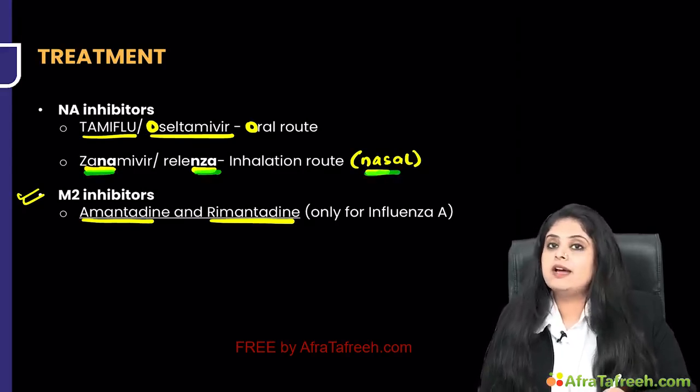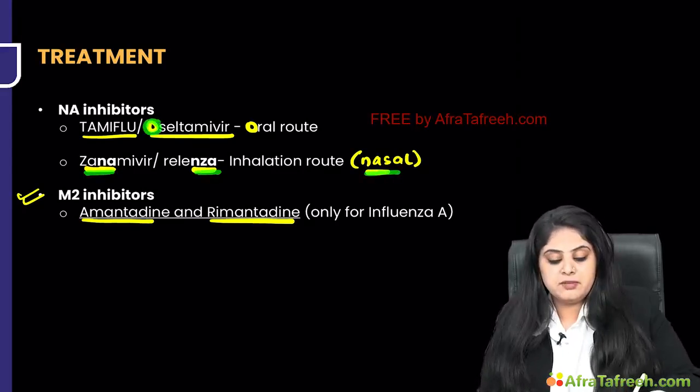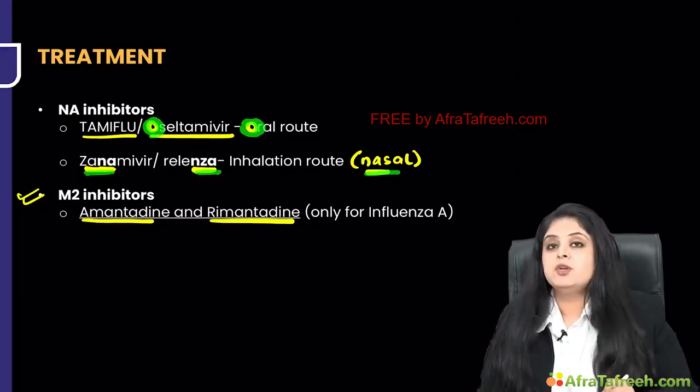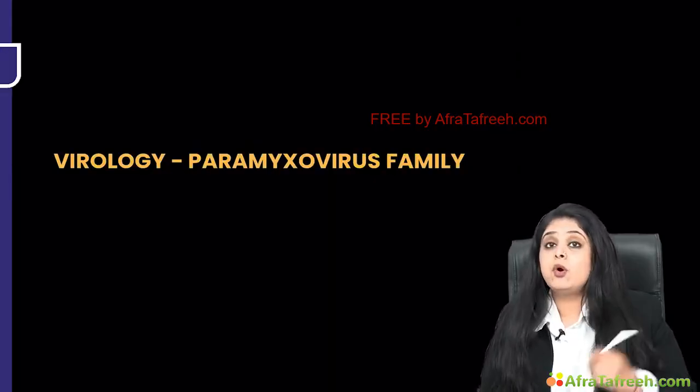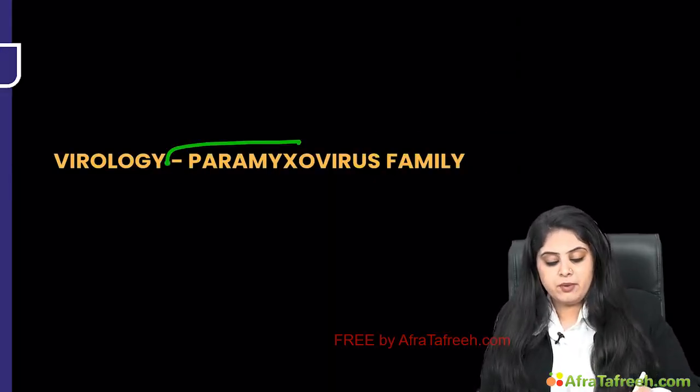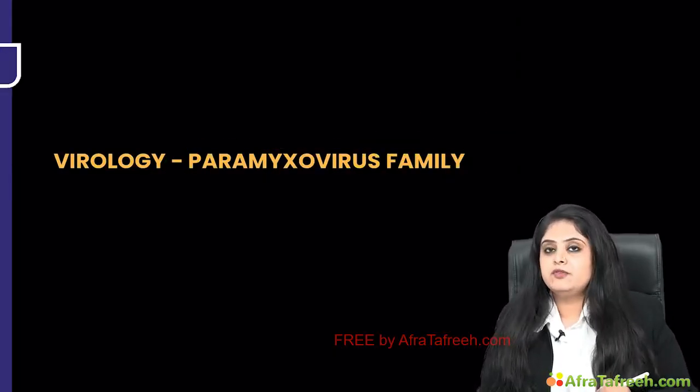So this is going to go via the nasal route, whereas oseltamivir, which is Tamiflu, is going to go via the oral route. And that wraps up your Orthomyxoviridae family. Now I'm going to come into the Paramyxoviridae family.